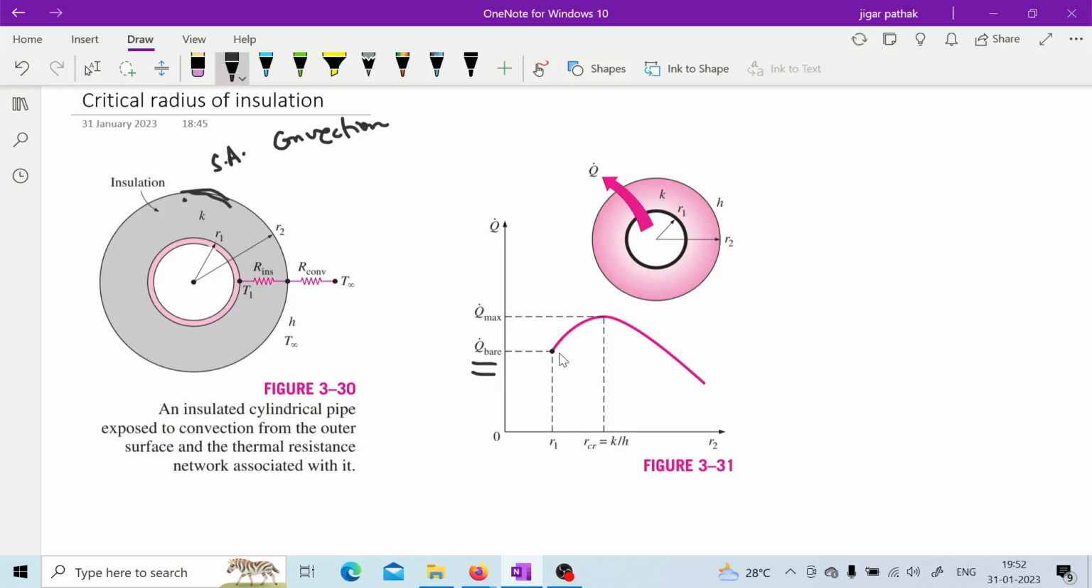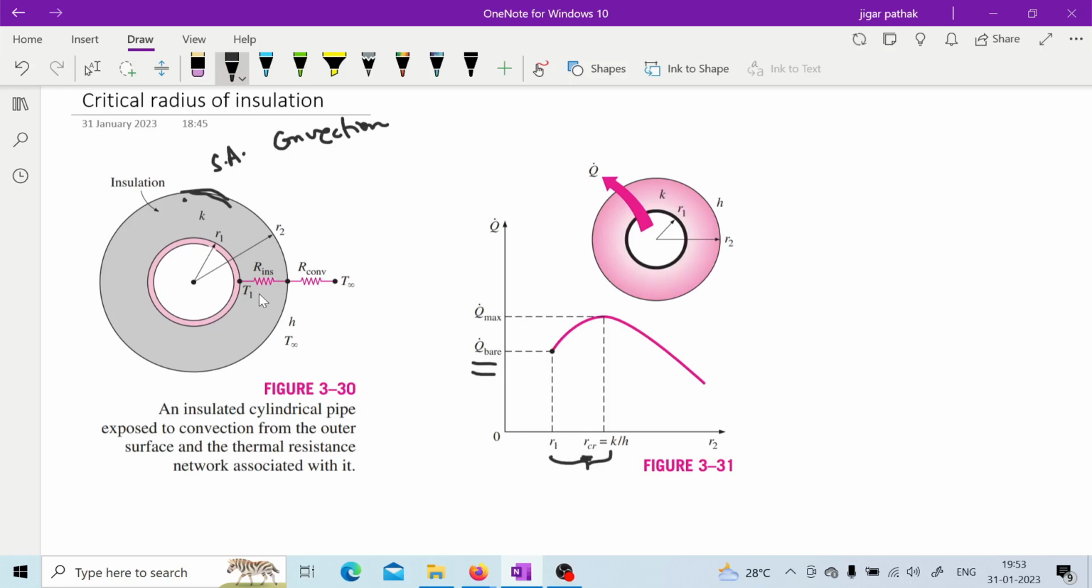Now if you are adding the layer of this insulation, then up to this radius, the heat transfer is actually increasing instead of decreasing, right? After that it will again decrease, but we must increase the insulation material beyond this critical radius. Then only will we be able to reduce the heat transfer, right? So this is how we have this concept of the critical radius of insulation.